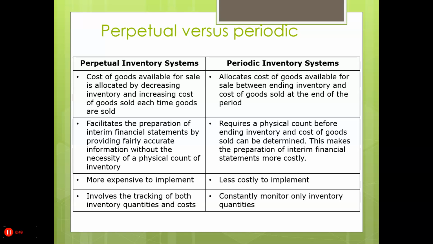Now, periodic is good if you have a small store where you don't have a lot of inventory because you're going to allocate cost of goods available for sale between ending inventory and cost of goods sold at the end of the period. I did consulting for a company. They did periodic inventory, did it every single day. So what they do is have people come in at night, go through, do a physical count, and update the inventory. And I want you to know it is never right.